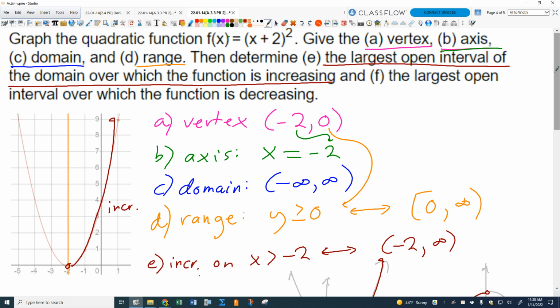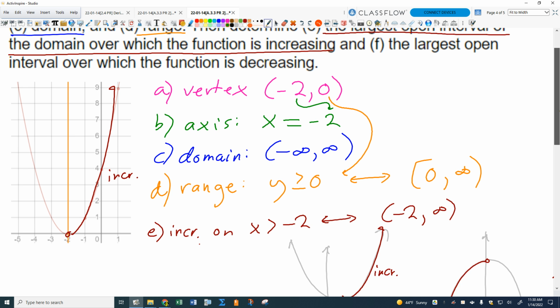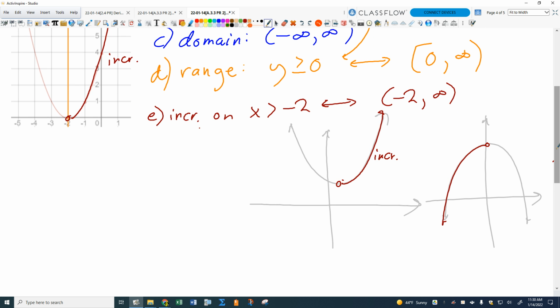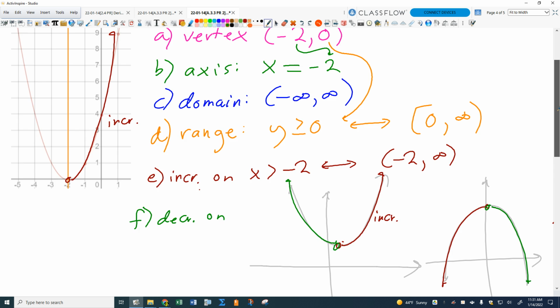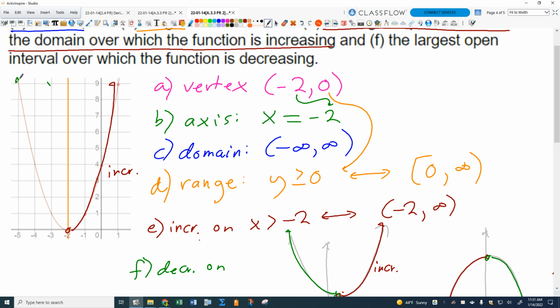The function is decreasing on what interval? Well, if the parabola opens up, the function's going to decrease to the left of the vertex, and if it opens down, the function's going to decrease to the right of the vertex, right? Okay. So on our function, it's decreasing all the way from -infinity up to that point. So what's that going to look like as an interval?